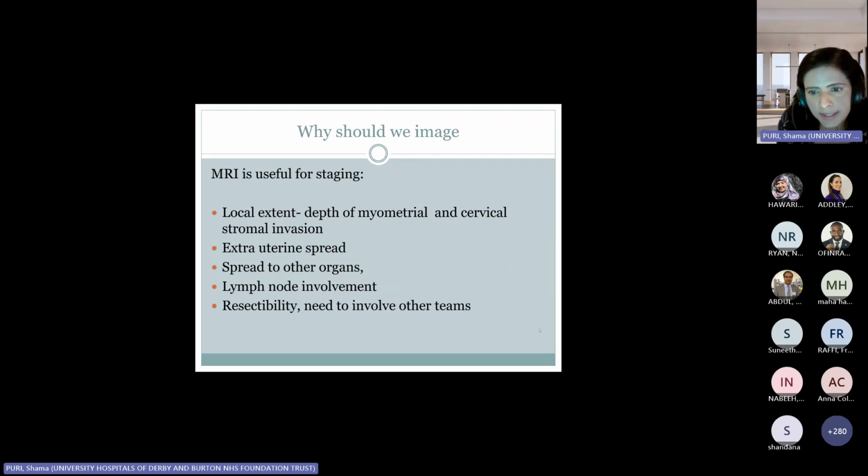So MRI will show us depth of myometrial involvement, whether it's superficial or deep, which is taken by 50% criteria. So if 50% of the myometrium is involved, it's called superficial. If more than 50%, it's called deep. It shows us if cervical stroma is involved, if there's any extrauterine spread to the ovaries, to the parametrium, to the bladder or rectum, and also if there are any involved, obviously enlarged lymph nodes. It also gives us an idea about the resectability and if we need to involve any other teams if we deem that the surgery is going to be difficult.